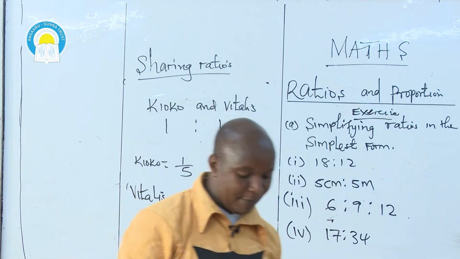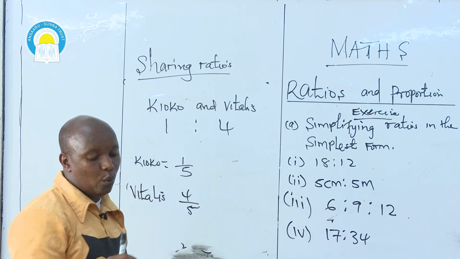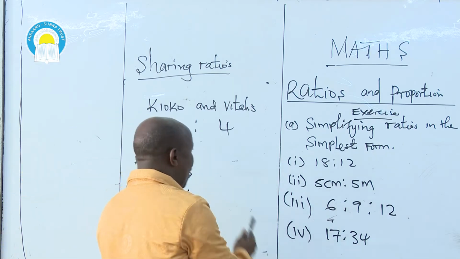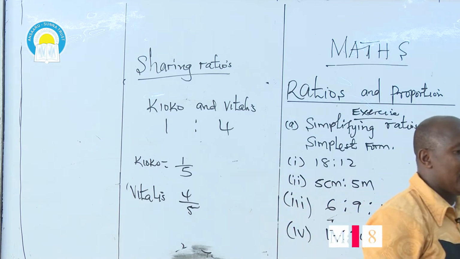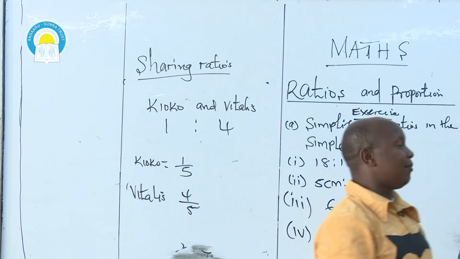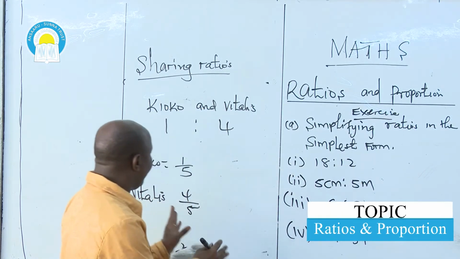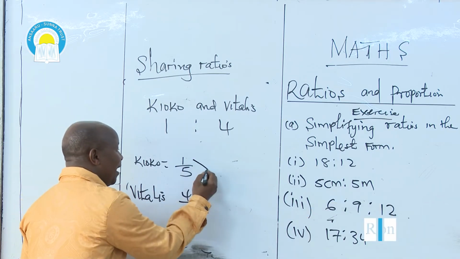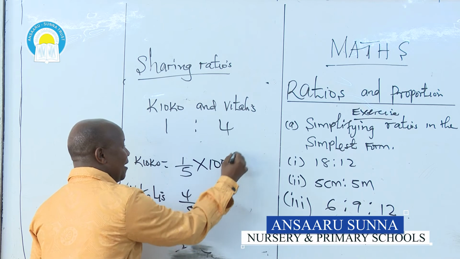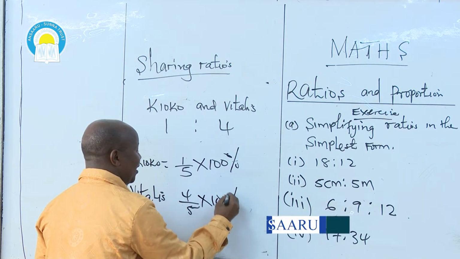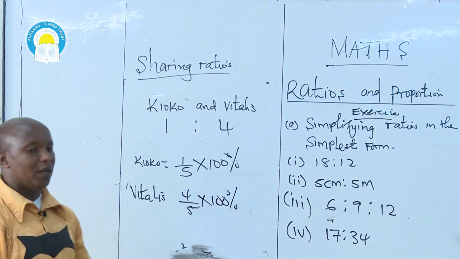Then part number B. What percentage of money did each get? Once you get the fraction now, you can get now percentage. During my time when I was in class 3, I said the word percentage means 100%. So if you are asked to convert what Kioko got as a percentage, that means simply you just multiply by 100%. For Vitalis, you also multiply by 100% to convert now your fraction to percentage.